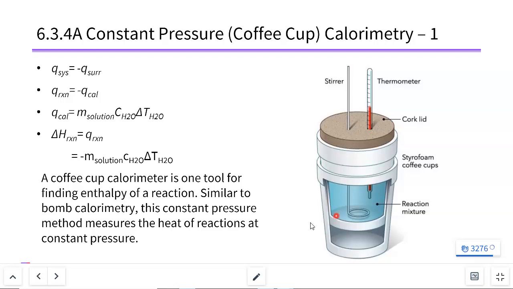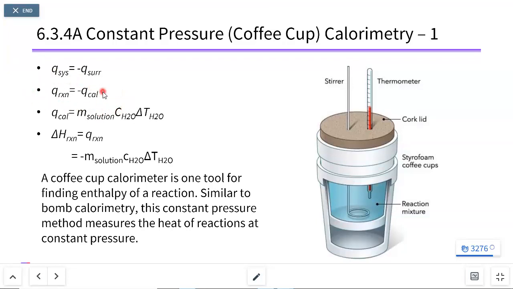And so when it comes to this calculation, we recognize, okay, we're talking about M times C times delta T, that classic heat transfer calculation. But that MC delta T is of the water, is of the solution, is of the surroundings, not the system. And so this relationship here is super important.